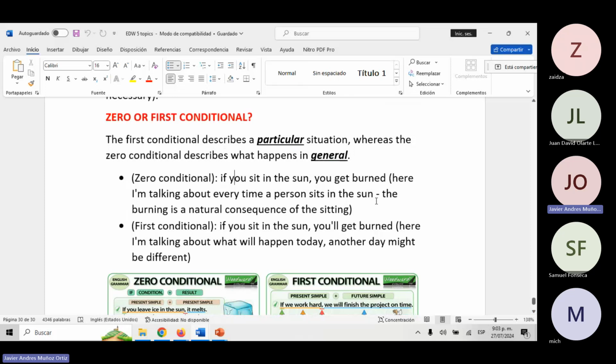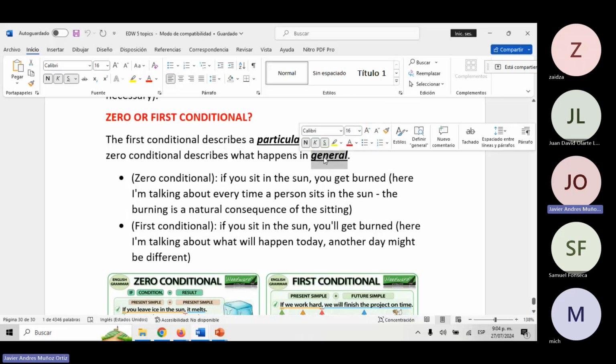Doesn't matter if it's a woman, a man, a kid, an old person, American, British, homosexual, straight, right? It doesn't matter. It happens to everyone. It's blonde, it's black haired, it's red haired. It doesn't matter. It happens to everyone. So, because burning is a natural consequence of sitting in the sun, it happens to everyone, right?